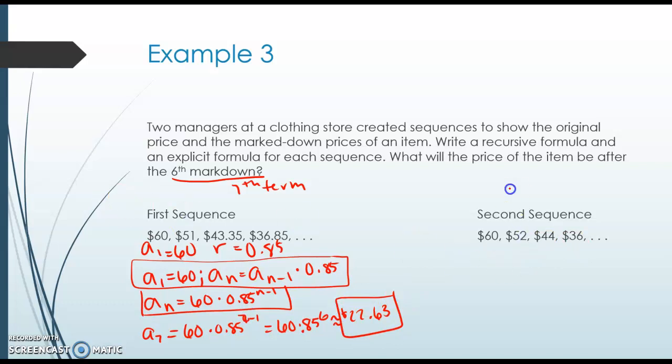Now, on the second sequence, if I do 52 divided by 60, I get 0.866 repeating. If I do 44 divided by 52, I get 0.84. So this isn't a common ratio. We're not doing a geometric here. But if I do 52 minus 60, I get -8. And 44 minus 52 gives me -8. So I have what we call a common difference of -8. We still have a first term of 60.